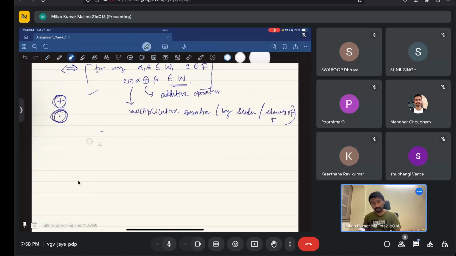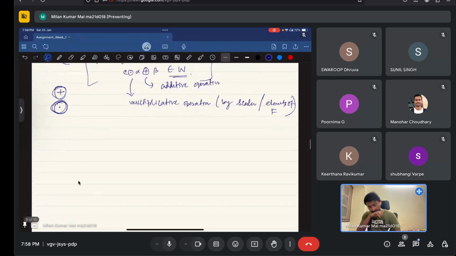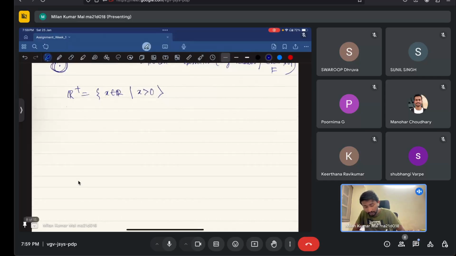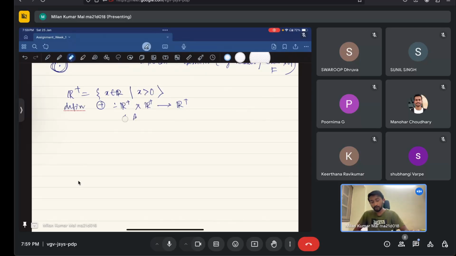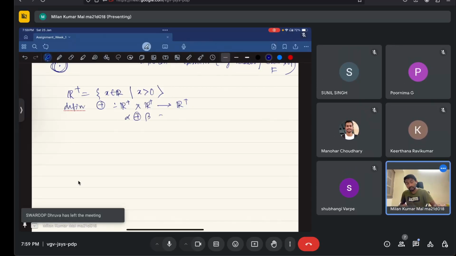For example, a very interesting question: let's take the set R plus, which is the positive real line, x greater than 0, where 0 is not included. Then define addition from R plus cross R plus. Don't be scared of this cross. This just says that if we have elements alpha and beta in R positive, that means positive real numbers, let's define alpha plus beta equals alpha dot beta. This is the usual real number multiplication.